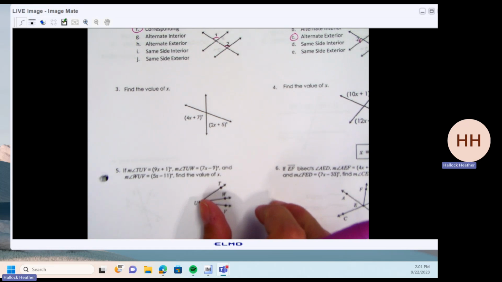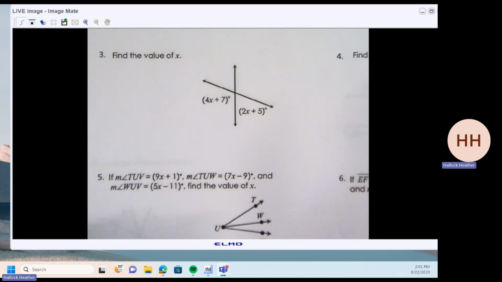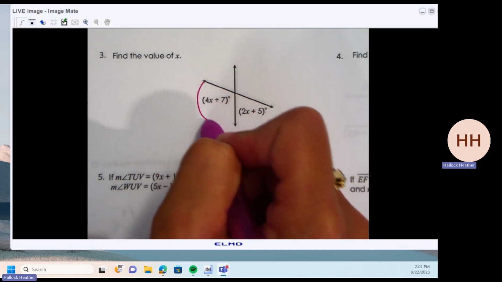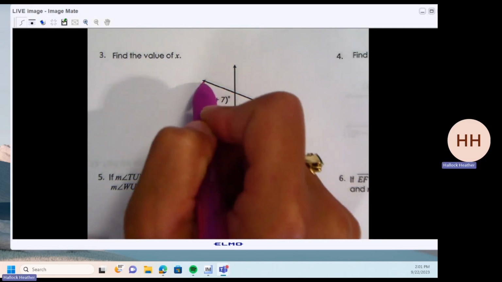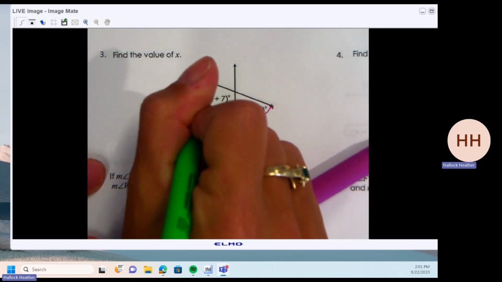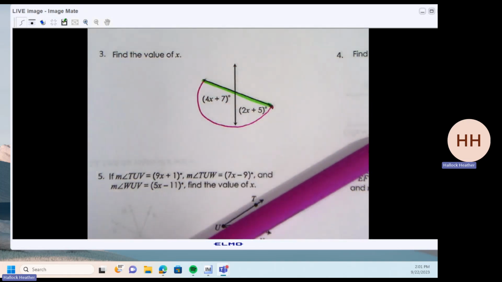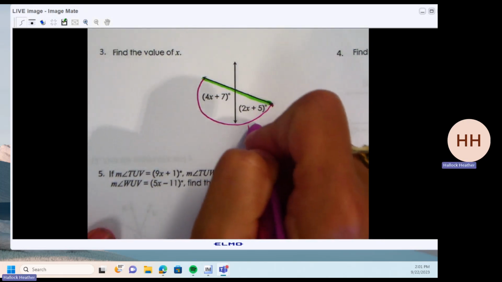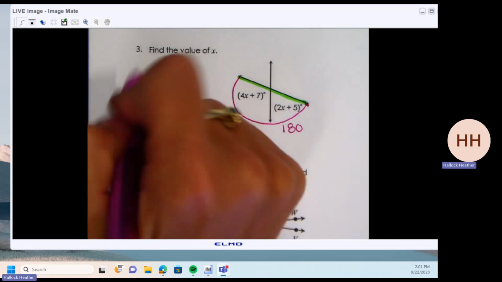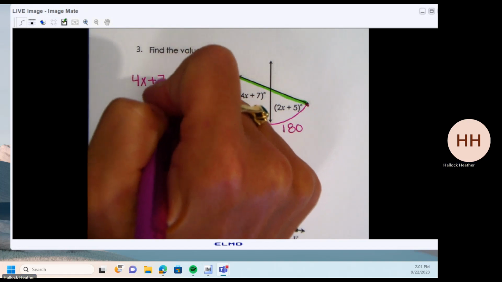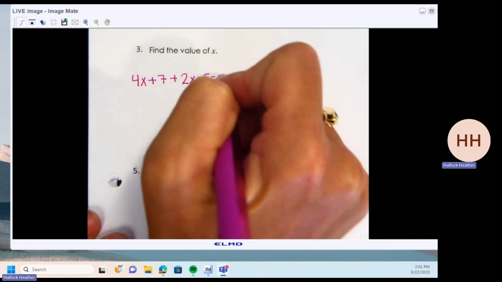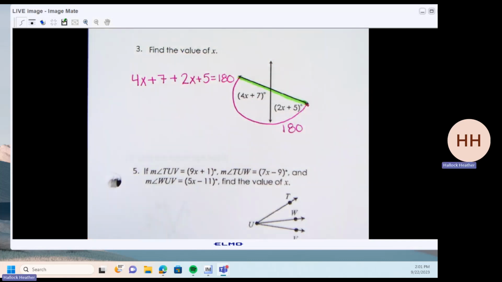For question number 3, we have to find the value of x. I'm given this picture. These two angles are below my line. In total, they're making a straight line, and a straight line adds to make 180 degrees because together these angles form a straight line. So I could do piece plus piece equals whole. This is angle addition postulate. So I could do 4x plus 7 plus 2x plus 5 equals 180. And now I'm going to combine like terms.